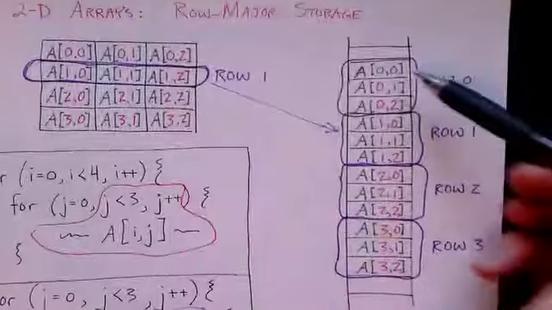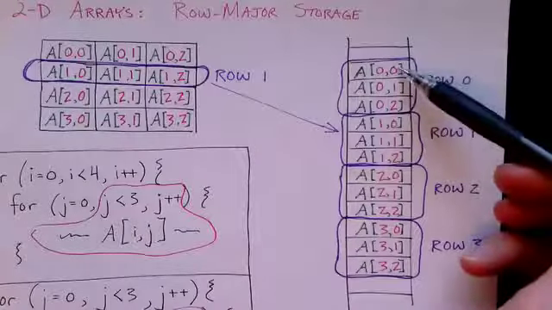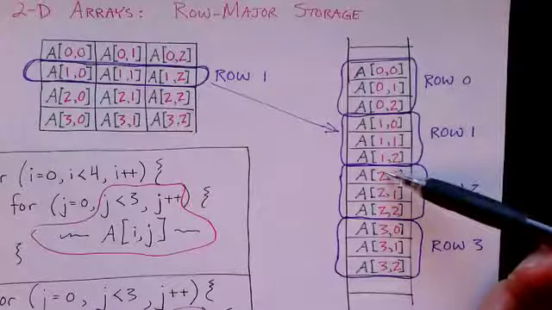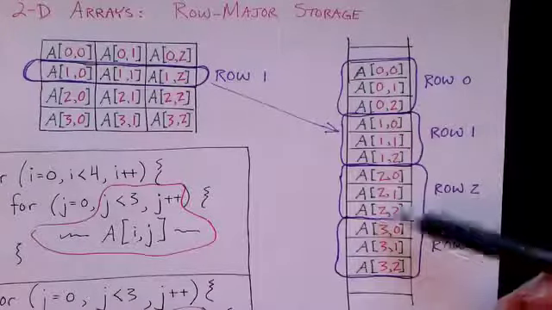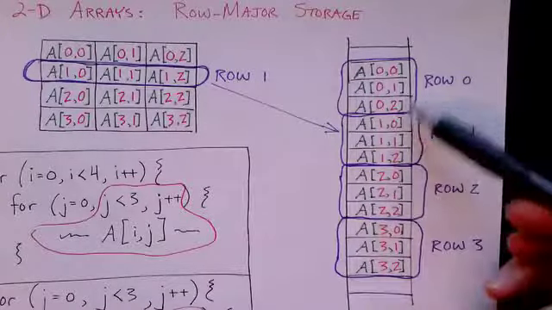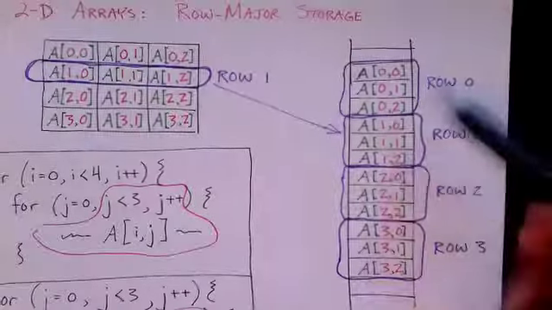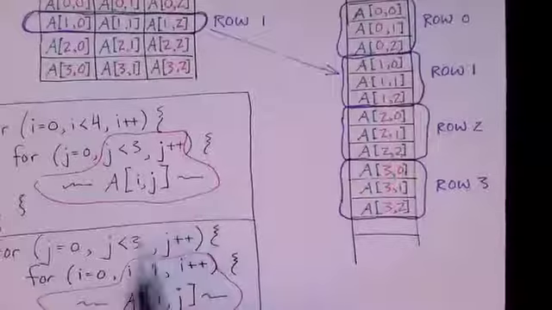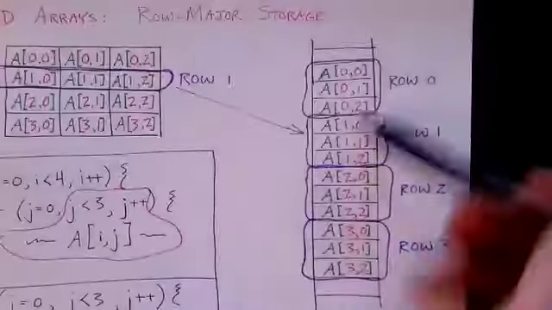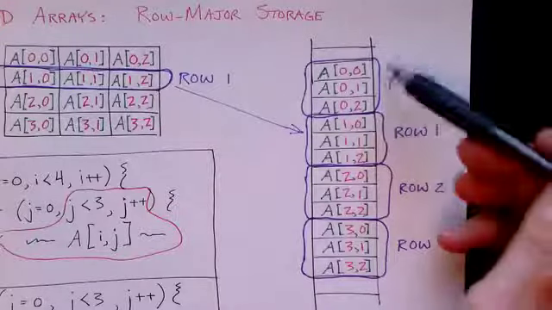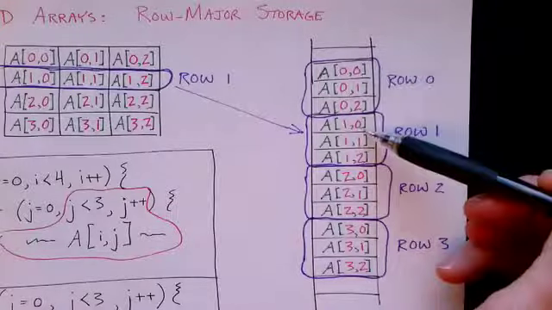So how does it do it? It goes through 0,0 first, and then it goes to 1,0, and then it goes to 2,0, and then it goes to 3,0, and then it comes back and goes to 0,1. So it's jumping around a bit. Okay, so this one has a different stride. And since it goes from 0,0 to 1,0, we can say that it has a stride of 3.